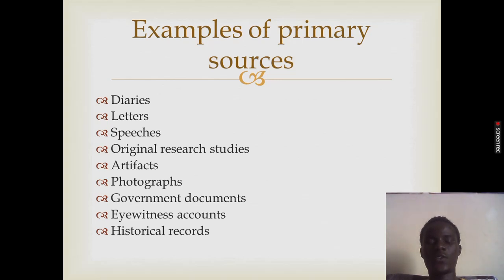Artifacts and photographs taken at the moment an event is happening give details on what was happening. Then we have government documents and eyewitness accounts. We have talked about it, I gave the example of an eyewitness during a criminal case or in court. Then we have historical records. This is what we have on primary sources. We'll go to secondary.